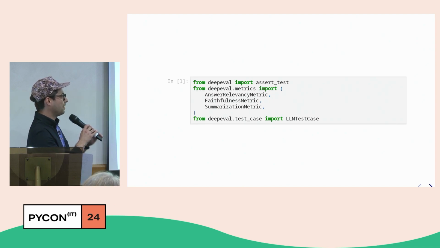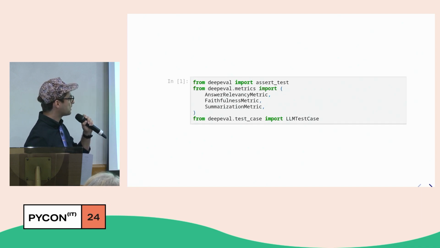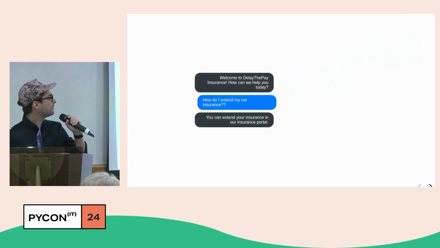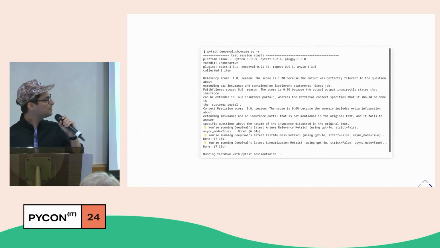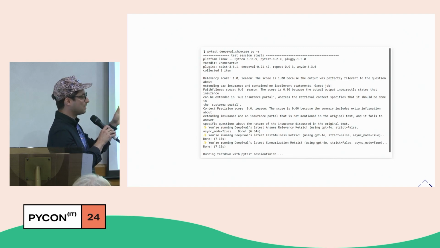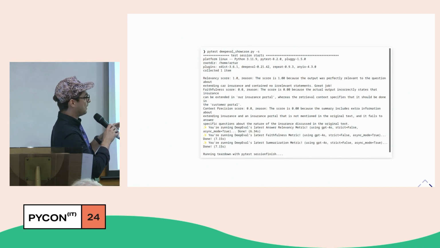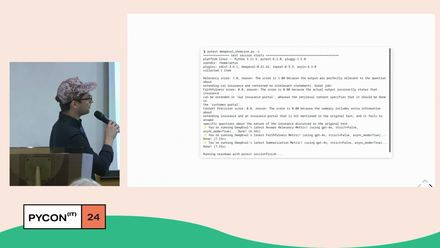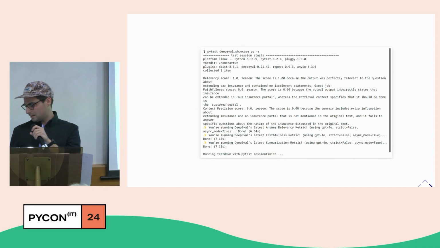DeepEval offers a lot of metrics. Those are just 3 of them that I decided to use for this example. So we added faithfulness metric and summarization metric. Let's run it again. So in this case, it's even more text, so just let me talk about it. It's a failed test because relevancy score is still 1, but both faithfulness and contextual precision are at 0. For example, contextual precision is 0 because the summary includes extra information which was not mentioned in the original text. So we're getting some explanation about what actually happened here.